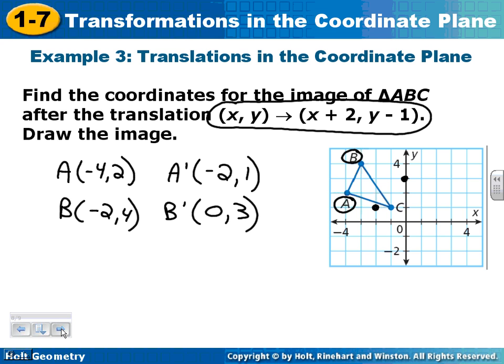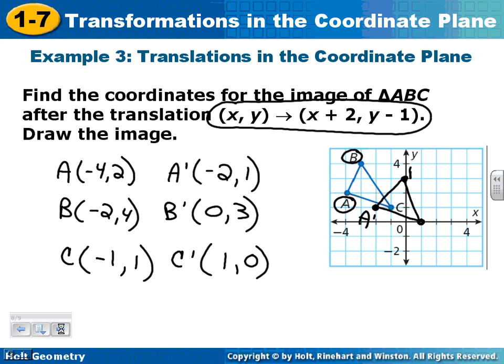One more point, C. C, that's already graphed, looks like it's negative 1, 1. So C prime, according to my directions, I add 2 onto the x, so that makes that a positive 1. Subtract 1 from the y, so that makes that a 0. So 1, 0 would be that point right there. And if I connect them, there's my image. I could label that A prime, B prime, C prime. Again, add 2, subtract 1.